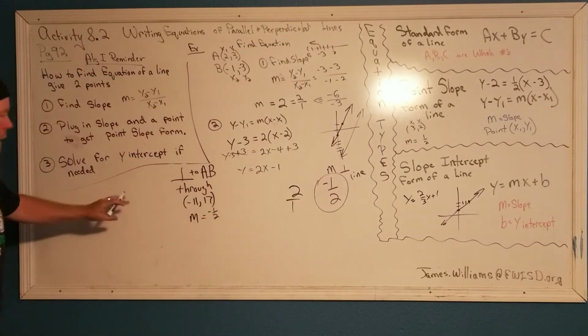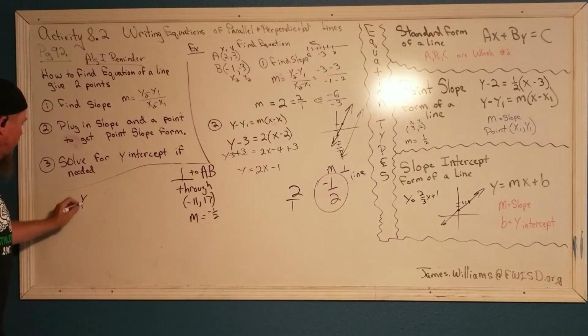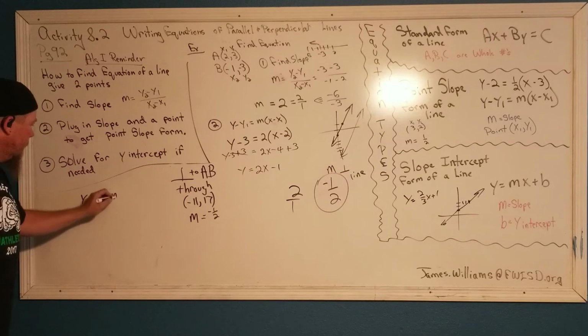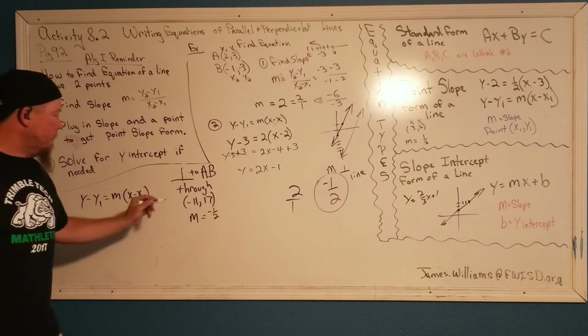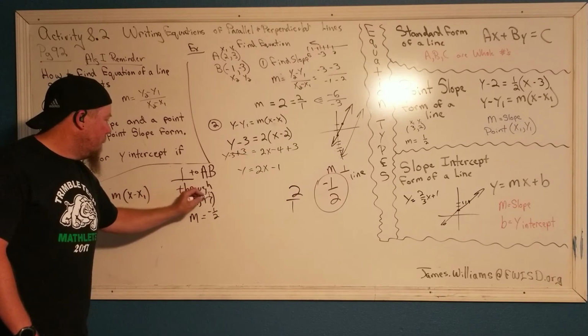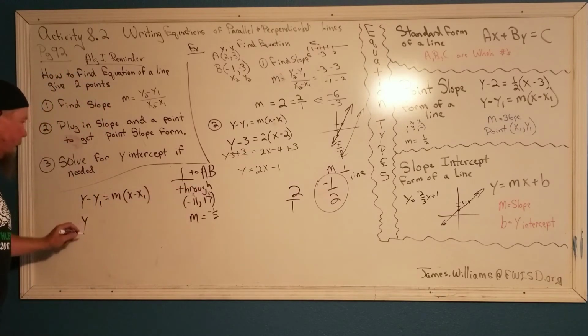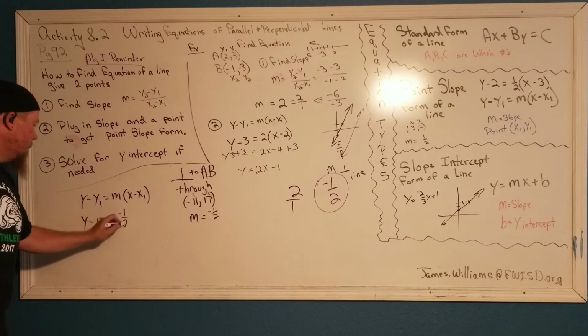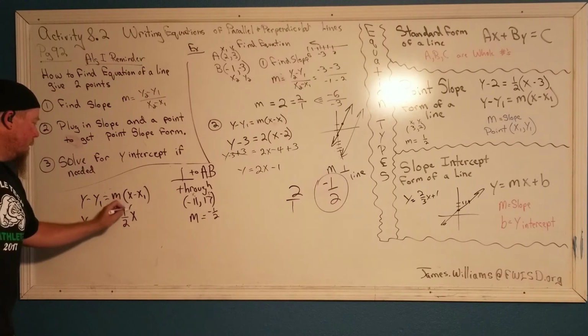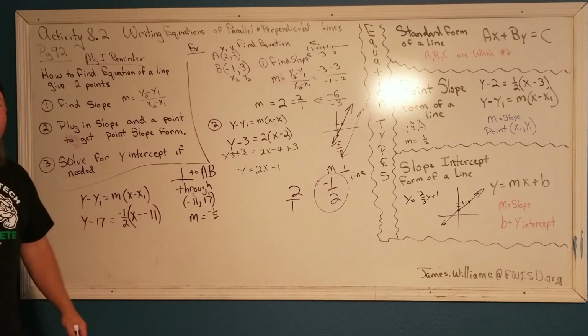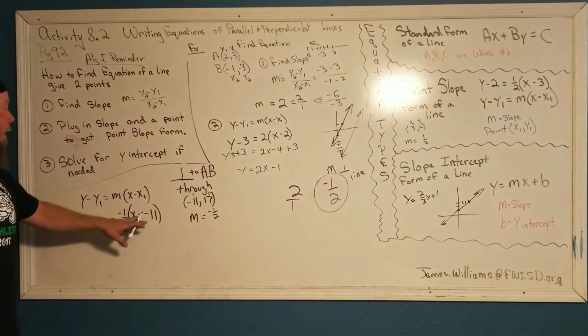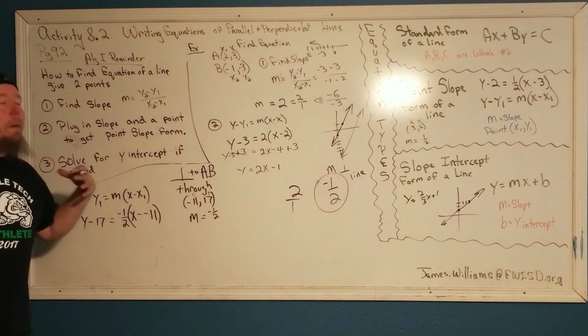So I'm going to write it over here because I got a little more space here. I'm going to write y minus y1 equals m times x minus x1, and then I'm going to use these. Remember, this is my x1, this is my y1, so y minus 17 equals negative 1 over 2, put our parentheses in there, x minus negative 11. No, I write both just to remind myself to be careful.